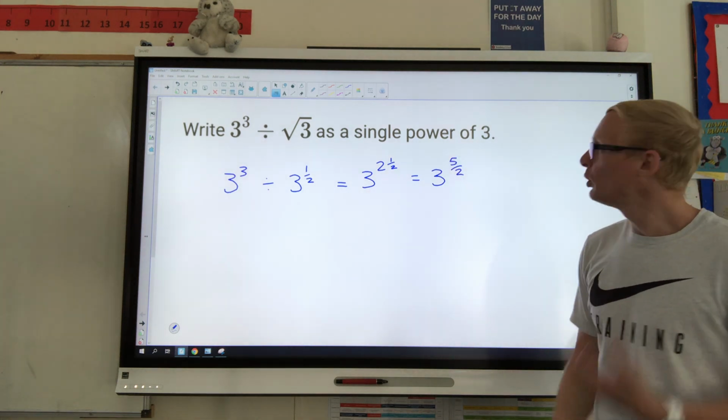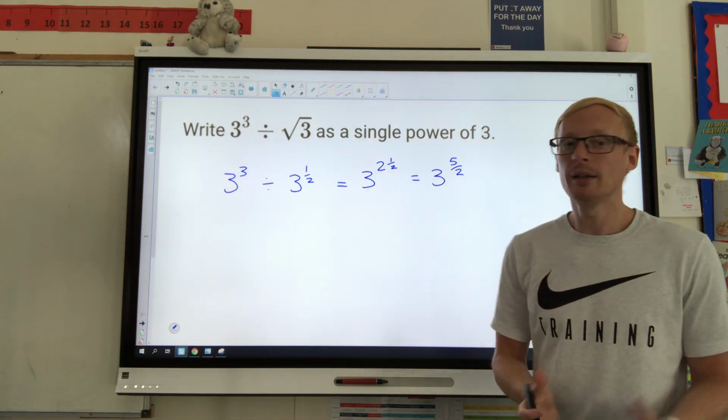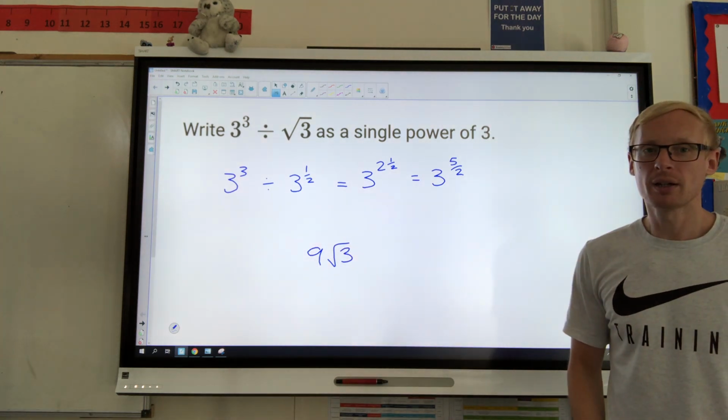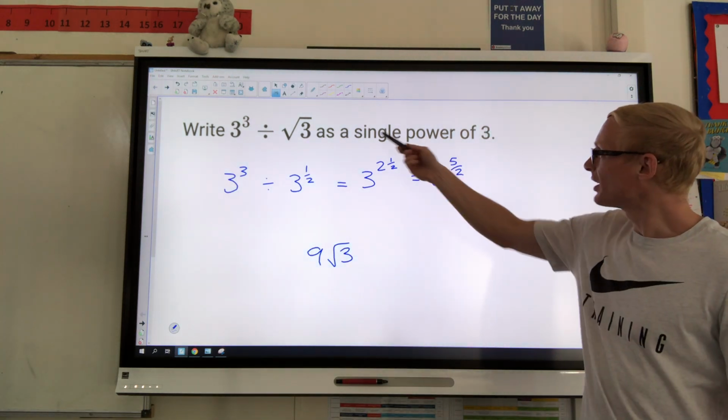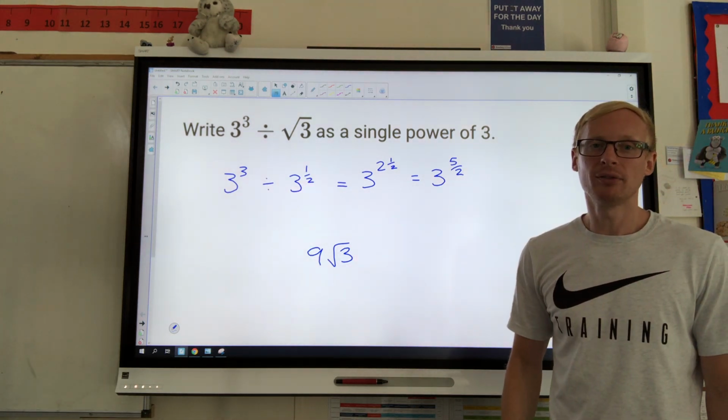Okay? So I wouldn't necessarily go down the route of the surds and then try to rationalise it. You can, and when you got to here, that is mathematically correct, but it's not as a single power of 3. So I personally would go down this route instead in future.